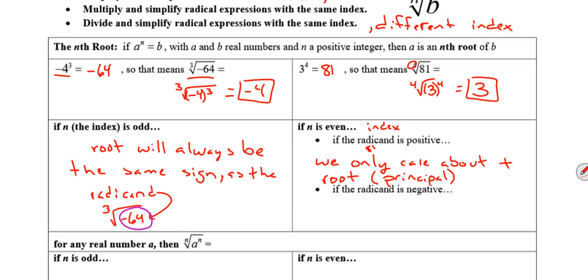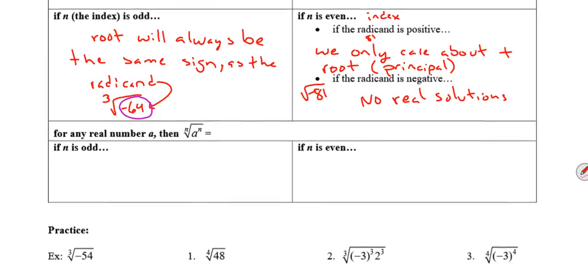Now, what happens if the radicand is negative? What if I had negative 81? Well, if it's a square root, you know that's going to be imaginary. If it's a fourth root, it's going to be imaginary. If it's a sixth root, it's going to be imaginary. Anytime the index is even and the radicand is negative, there are no real solutions. So if we give you a negative number underneath the radical sign and the index is even, you will tell us no real solution.